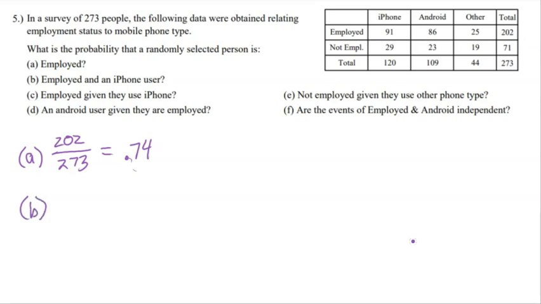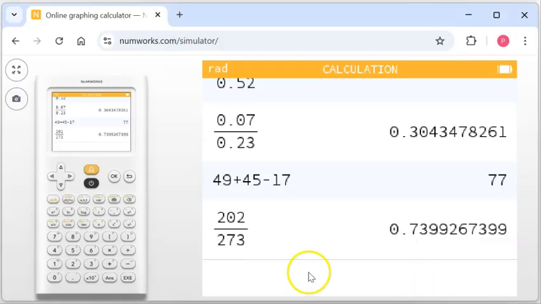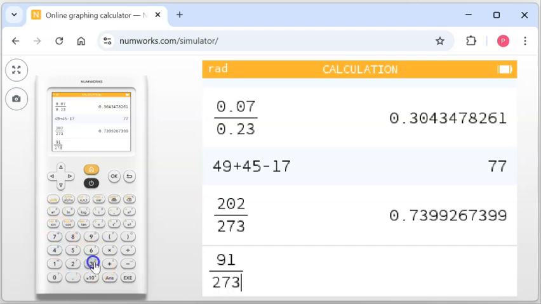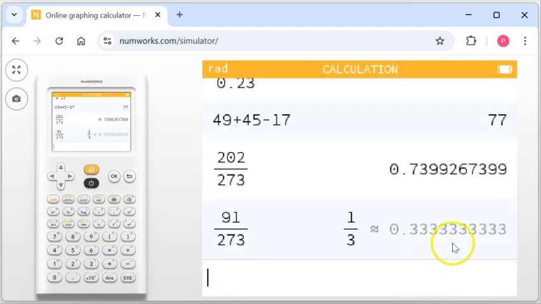B says, what's the probability that they are both employed and an iPhone user? Okay, it's not or, it's and. So it's just one box, the one that's employed and an iPhone user. Well, here's employed, here's iPhone user, and so this box right here is those people who are employed and they are an iPhone user. So that's an easy one too. It's 91 people out of 273. So we'll key that in. 91 out of 273. That's going to give us 0.333.